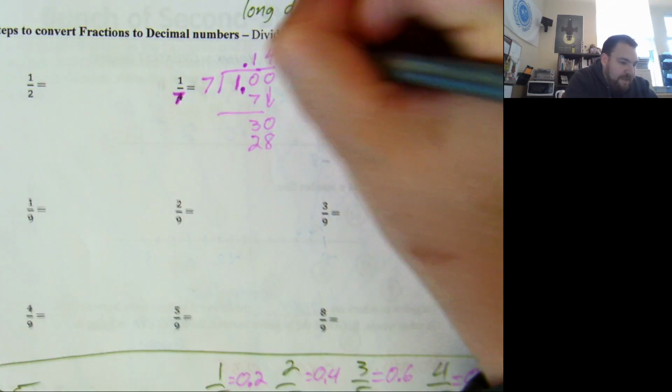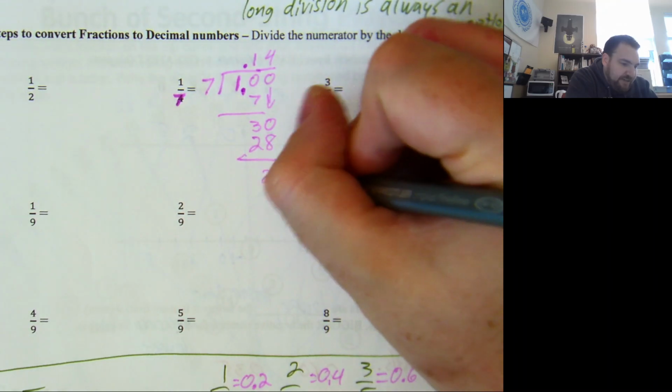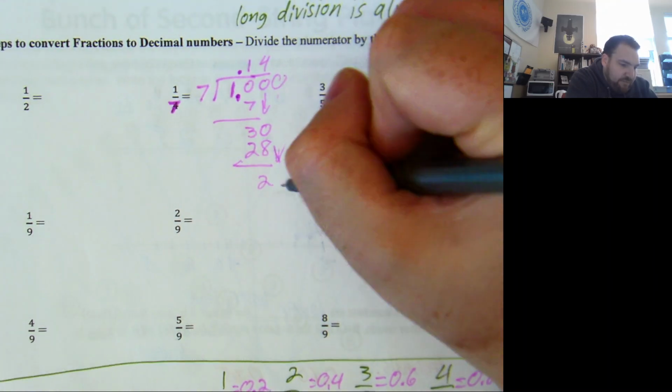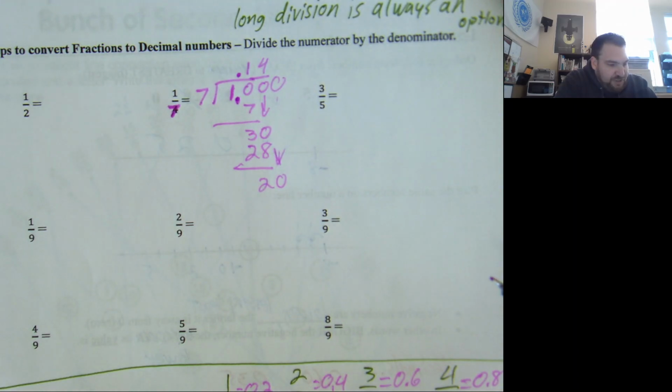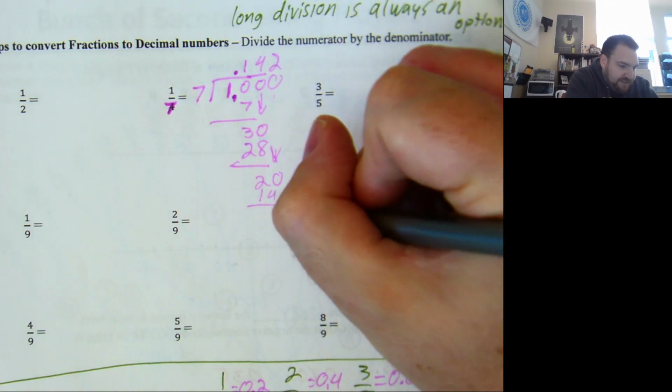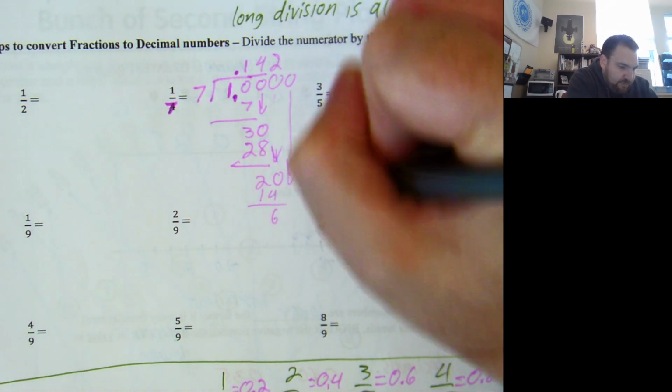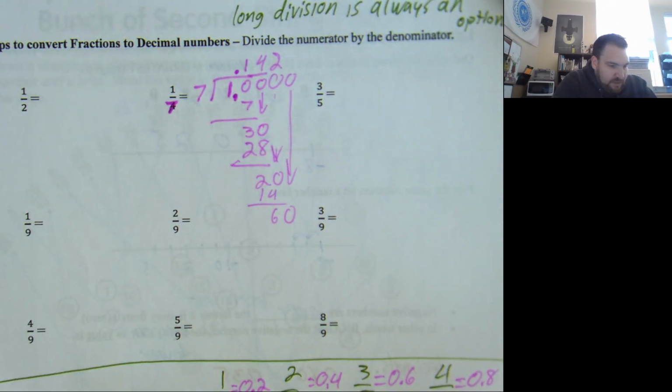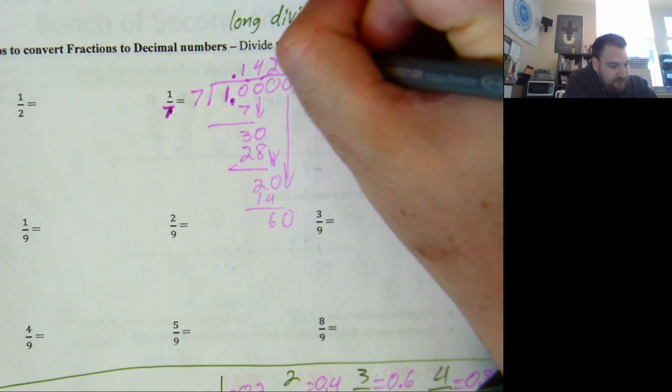Good. 4 times 7 is 28. Subtract it, gives me a 2. Add a 0, bring it down. How many times does 7 go into 20? Twice. 2 times 7 is 14. Subtract that, gets 6. Add a 0, bring it down. How many times does 7 go into 60? It is 8, because 7 times 8 is one of my least favorite multiplications.